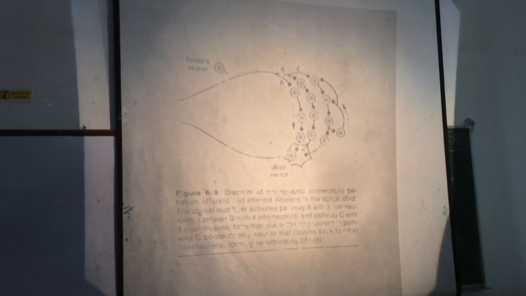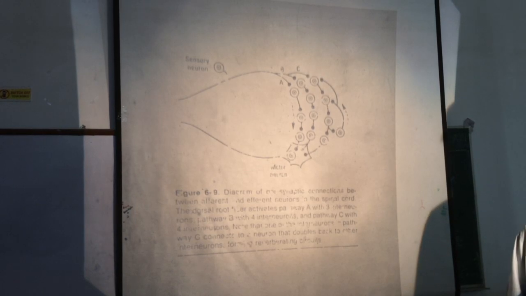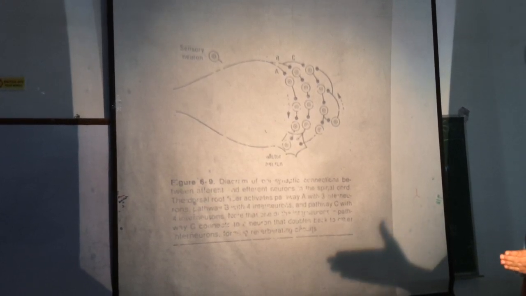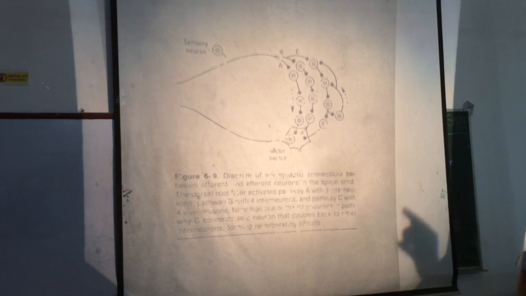You give a threshold stimulus to the motor nerve supplying the muscle. There will be muscle tension. You increase the intensity of the stimulus. More and more motor nerve fibers are excited, so there will be more and more muscle tension when you increase the intensity of the stimulus. This is called recruitment, right?